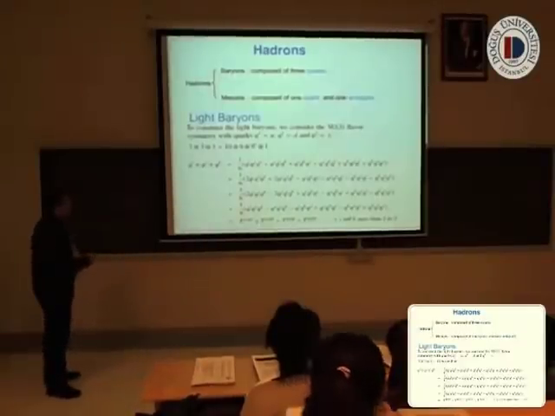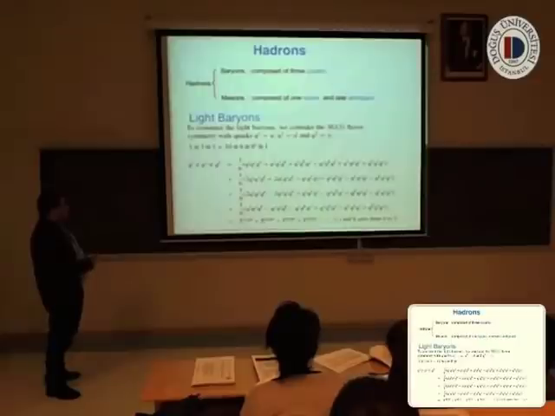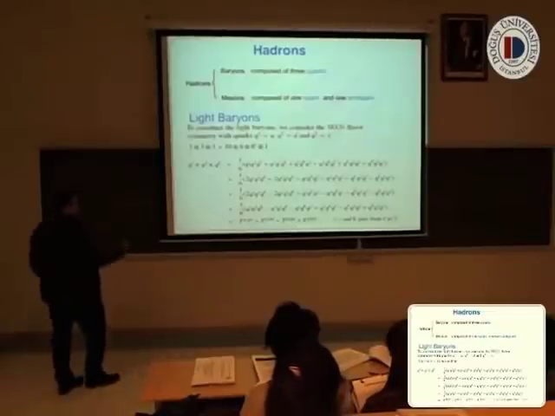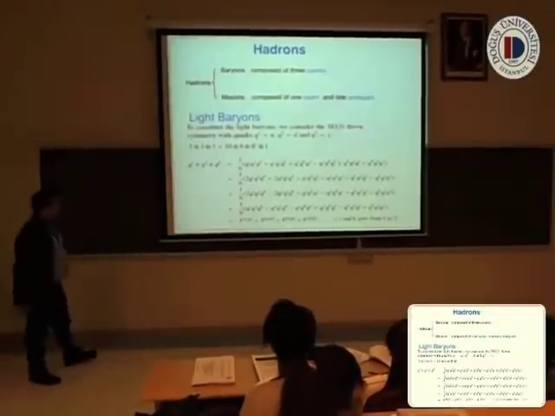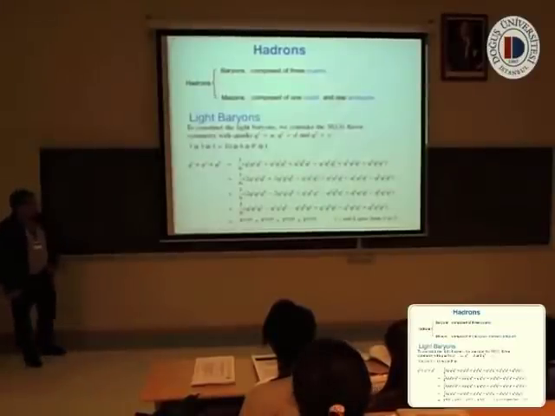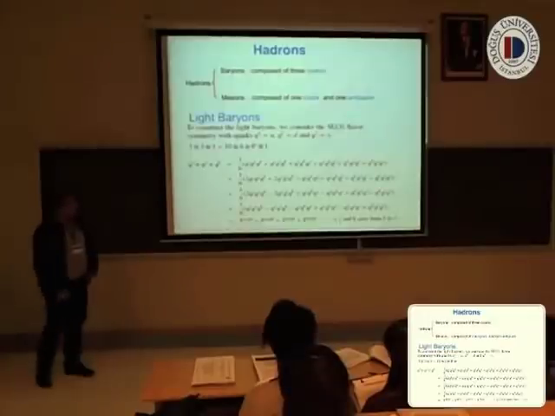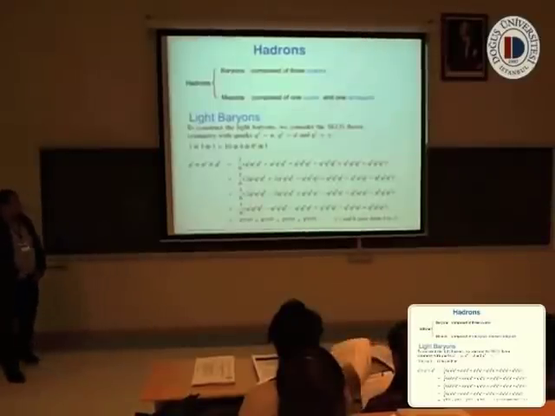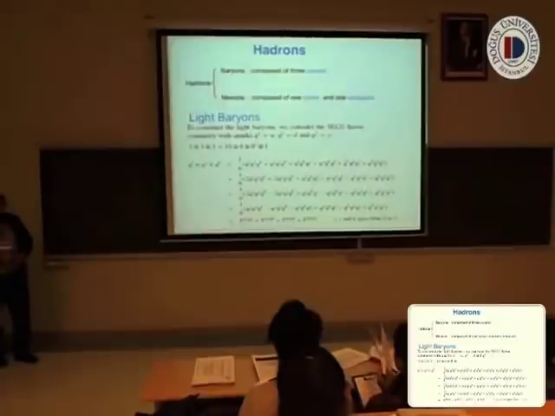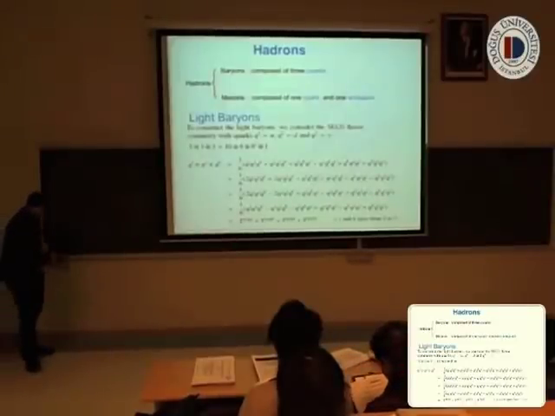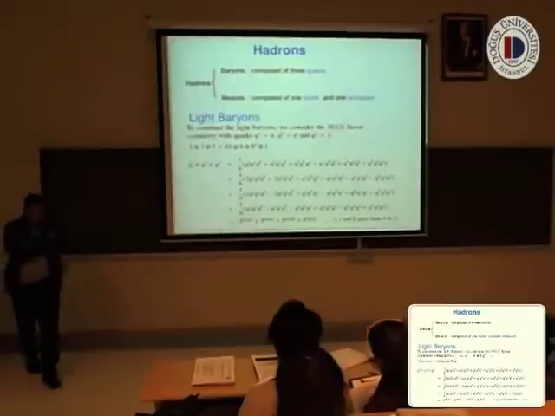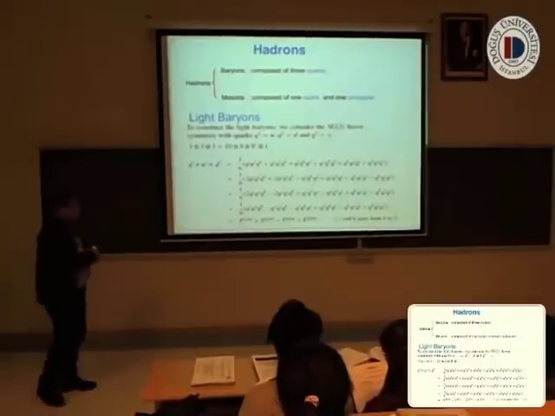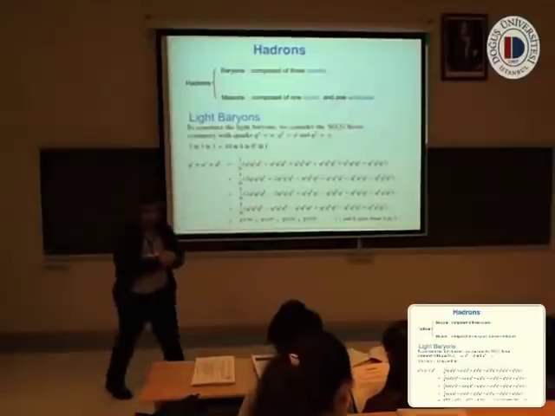But experimentally, we have detected these hadrons as baryons and mesons. So I will consider only these objects here, baryons and mesons. Baryons are composed of three quarks, and mesons are composed of one quark and one antiquark. I will start with the light baryons. From our quark list in the first slide, we had three light quarks: up, down, and strange. We will construct the light baryons from these three light quarks.